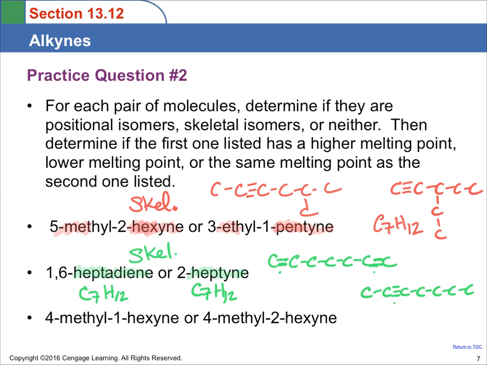For the last one, we have 4-methylhexyne. So hex is 6, meth gives us one more, which is 7. The other one we have hex and meth again, so we're C7, H12 for both of these. We have hexyne in both cases and methyl in both cases, so the only thing that's changing here is the position of the triple bond. So that makes this positional.